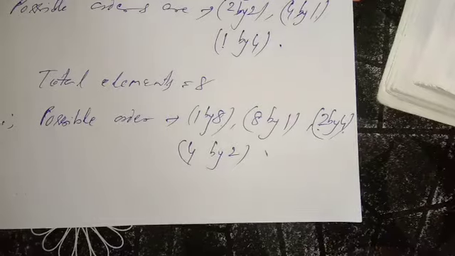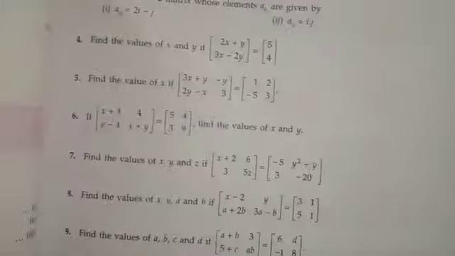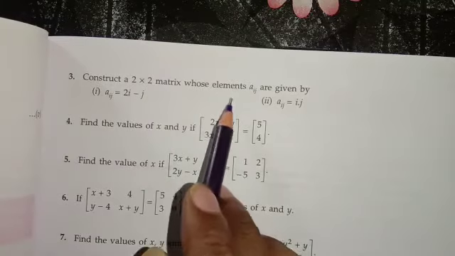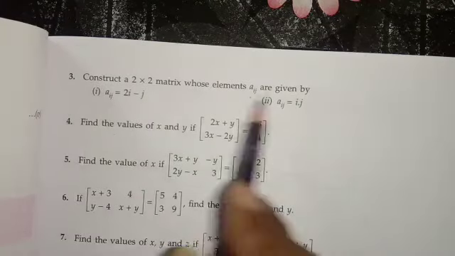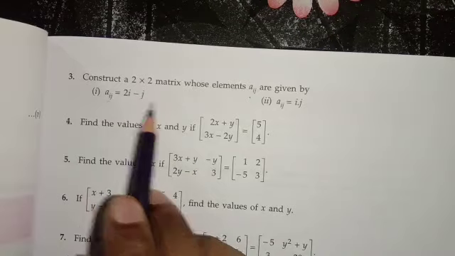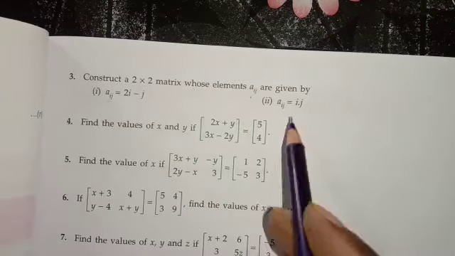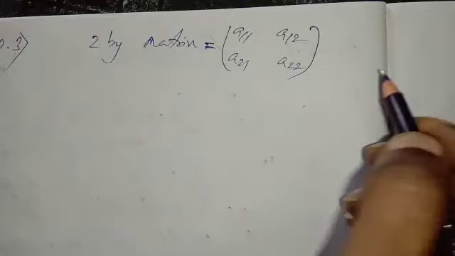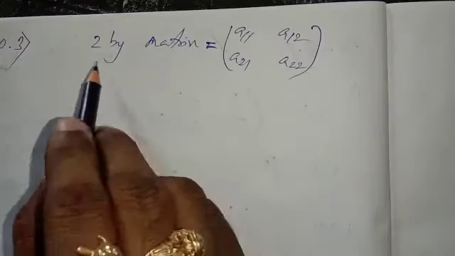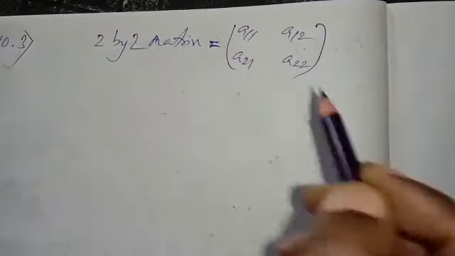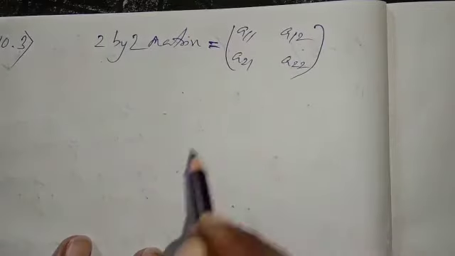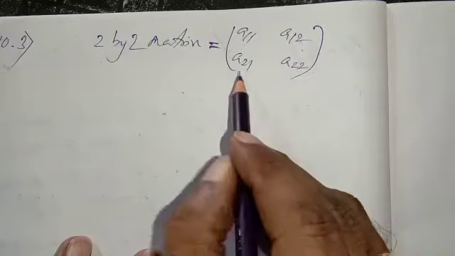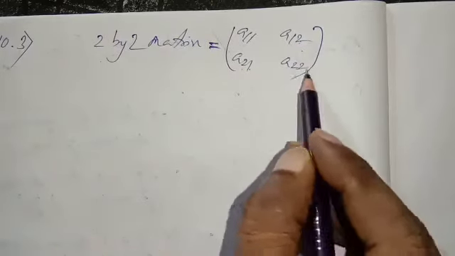Let us go to number 3. Question number 3: construct a 2 by 2 matrix whose elements a_ij are given by 2i minus j. Second part: a_ij equals i into j. Just see how to solve. For the first part, you have to construct a 2 by 2 matrix. In this order, write a11, a12: first row first column, first row second column. This is second row first column, second row second column.